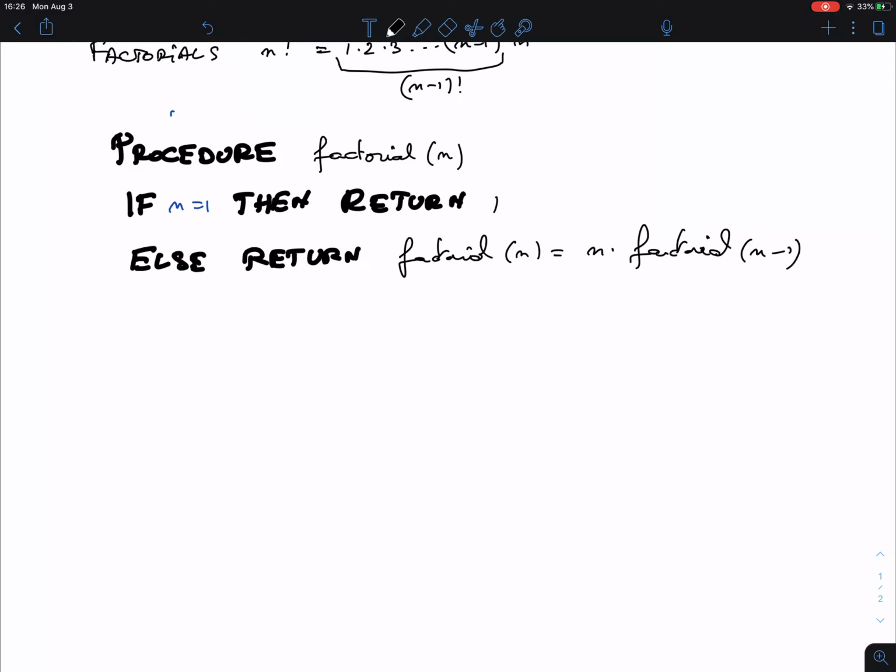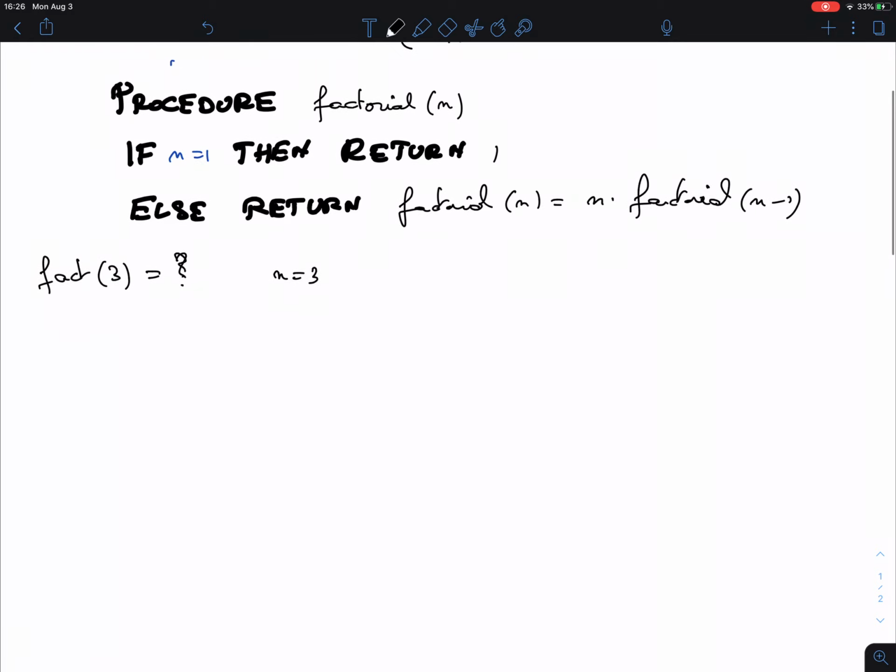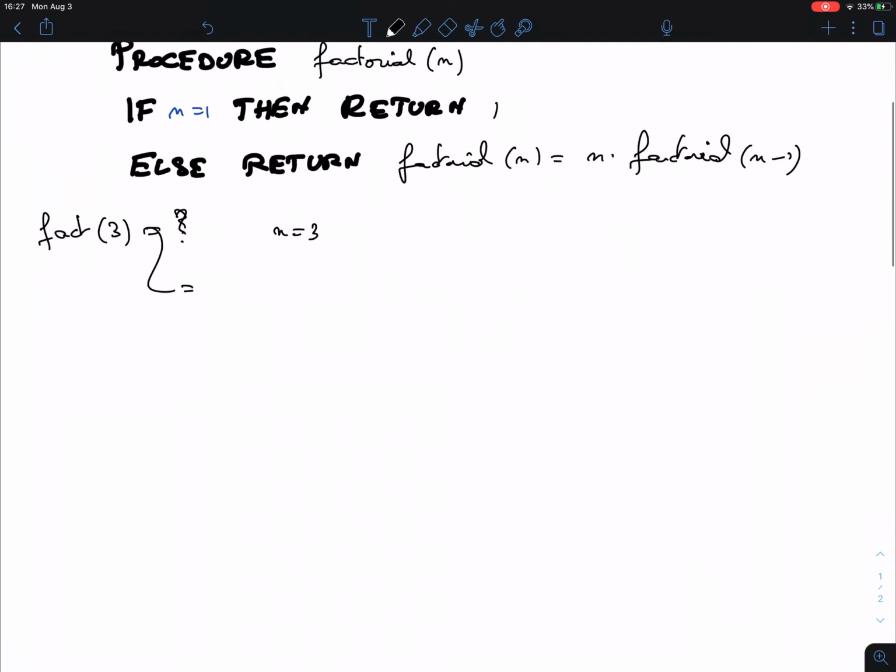Okay, so let's see what happens if I want to calculate, using this, the factorial of 3. What does the algorithm do? It puts n equal to 3, right? Then it checks: is n equal to 1? No, it's not. So we go to the else, and it says, okay, what you have to calculate now, fact3, is equal to 3 times factorial of 3 minus 1, that is 2. Now the problem is we don't know fact2, so it's going to calculate fact2 now.